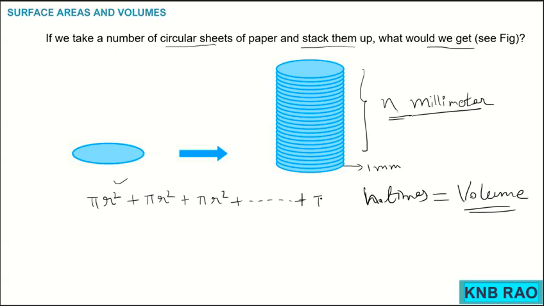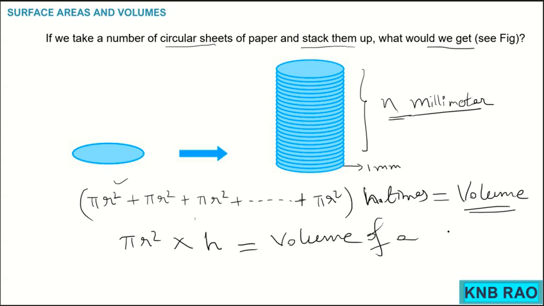That means here pi r square, I have added 1 plus 1 plus 1 plus 1 for h times. That's how it comes into h being the volume of a cylinder. So volume of a cylinder is pi r square, that is area of the base, into height.